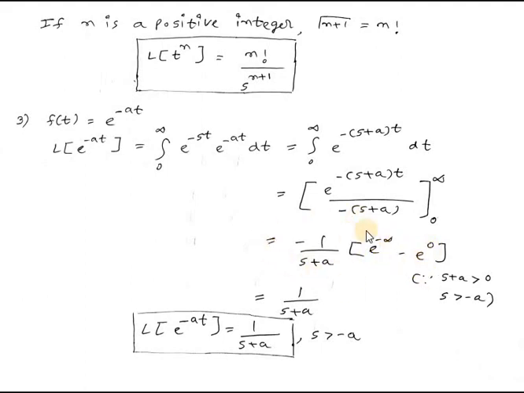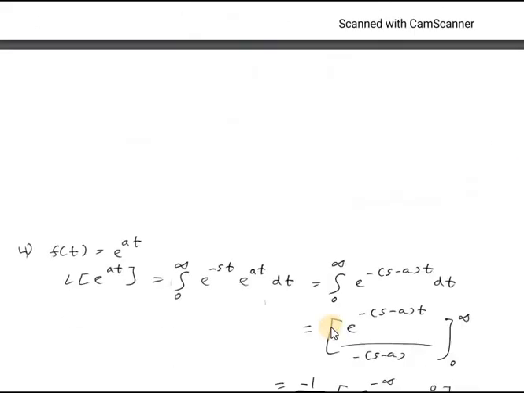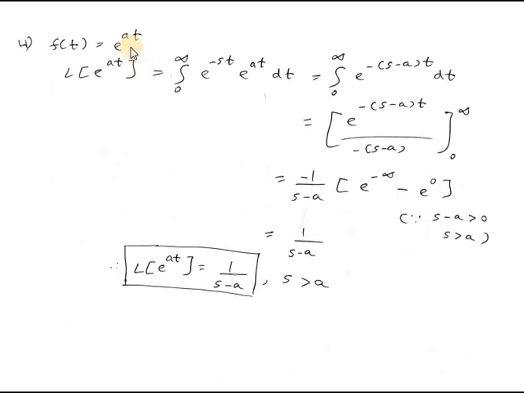So if we simplify this, then it will be 1 divided by s plus a. Therefore, Laplace transform of e raised to minus at is equal to 1 divided by s plus a, where s is greater than minus a. Now let us discuss Laplace transform of e raised to at.